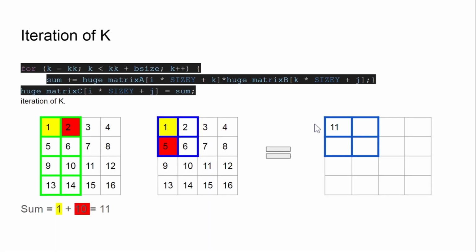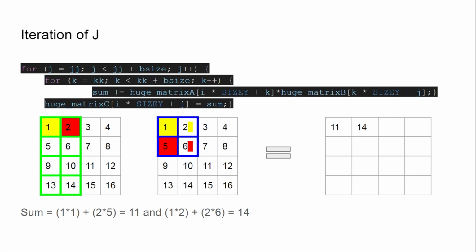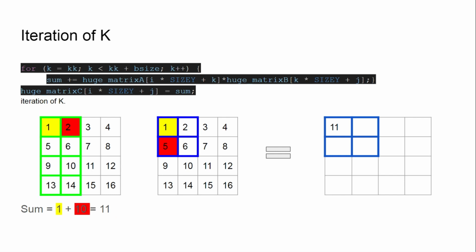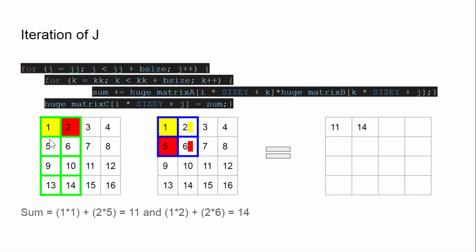This is the iteration for the K loop. Because B size is 2, the inner K loop will loop 2 times in total. So it will do 1 times 1 the first time through this loop, and then 2 times 5 the second time. Then they're added together and it gets 11. The next one is the iteration of J, which basically repeats the iteration of K one more time. Before it was 1 times 1 and 2 times 5 to get 11. This time it is 1 times 2 and 2 times 6, and you get 14.